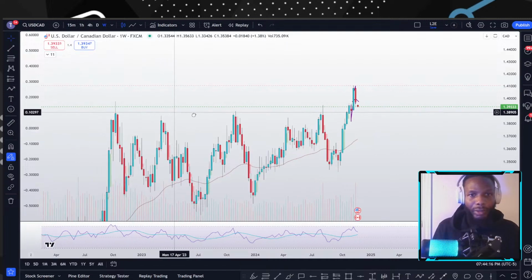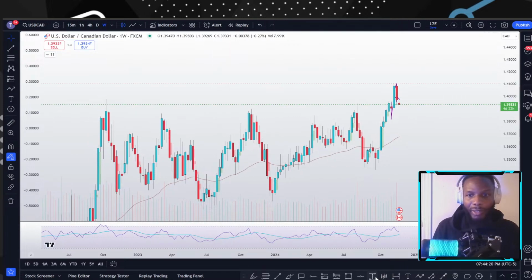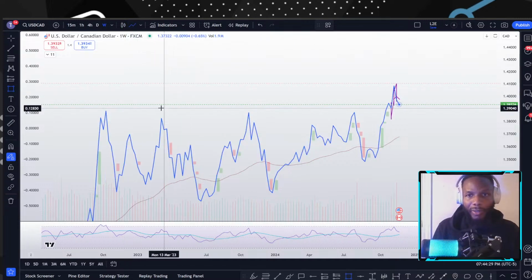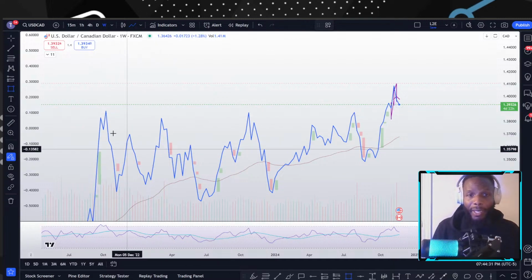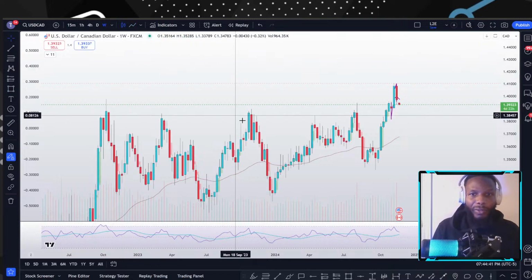So what I'm going to do is take out my zone, and I'm going to look for areas that have at least 3 touches, which would count as an area of interest. And I'm going to start from up here. And this is the weekly, like I said. Oh, one more thing before I even do that.